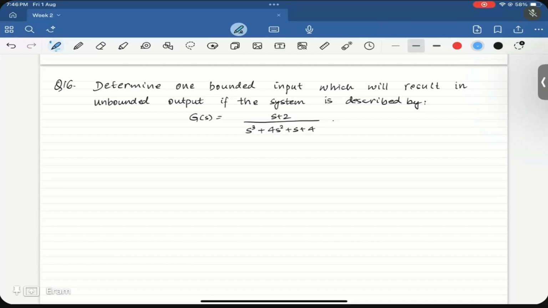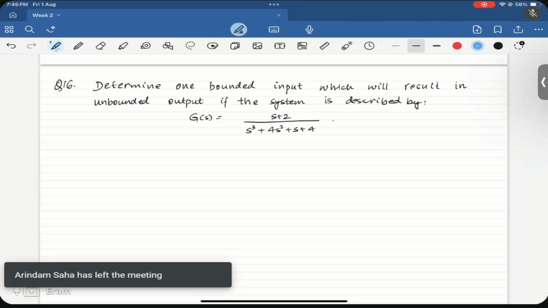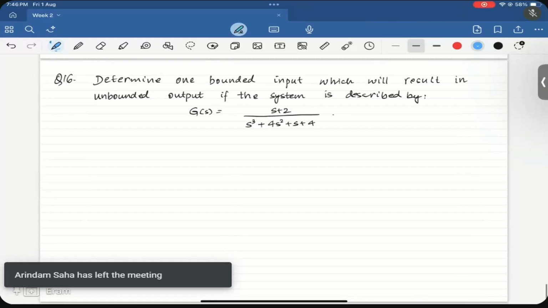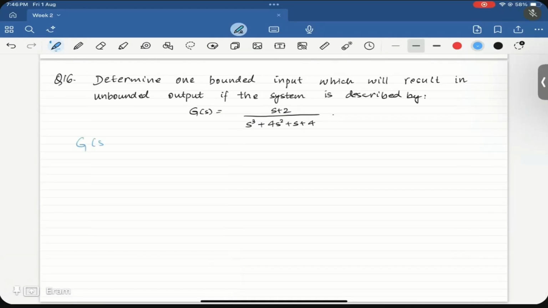So how do we check BIBO stability? By finding out the poles of the transfer function. So where are the poles of this transfer function? It is not clearly visible like this, so we will factorize it. By factorizing the denominator, we will get s plus 4 and s square plus 1. So where are the poles of this transfer function?